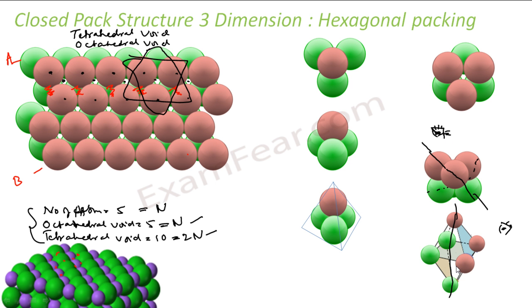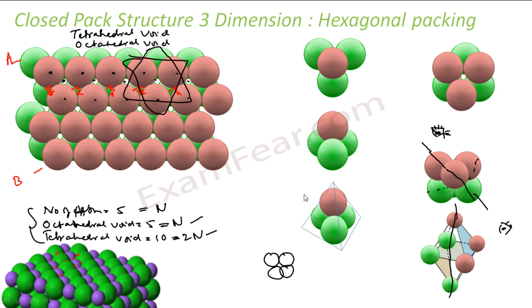So this is octahedral void. If you see here, 4 spheres touching each other. These will touch each other, and there will be 2 spheres here. That's how the octahedral void looks. There are 4 spheres touching each other, and there will be 1 sphere here on the top, 1 sphere on the bottom. Total 6 spheres are involved in the octahedral void.